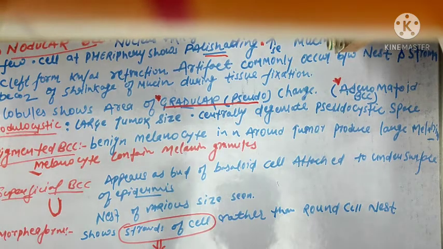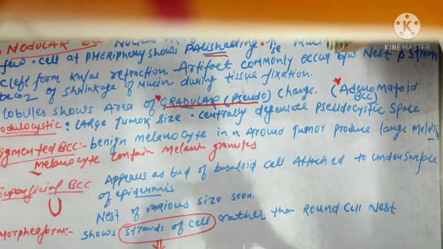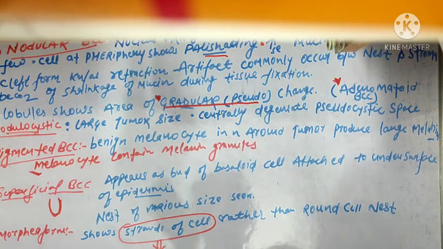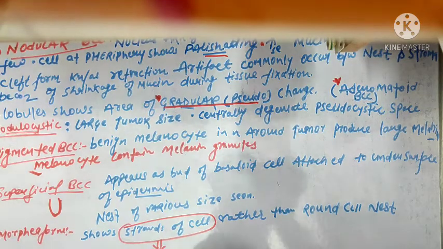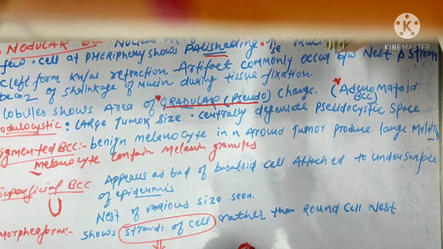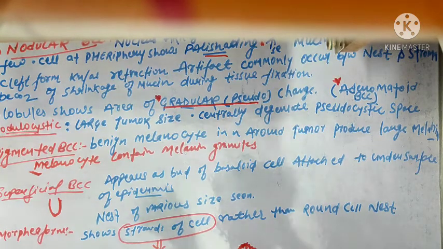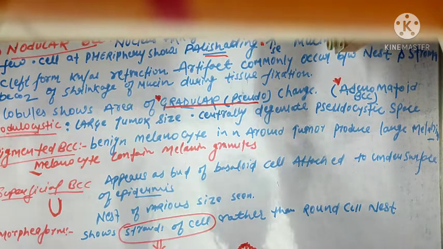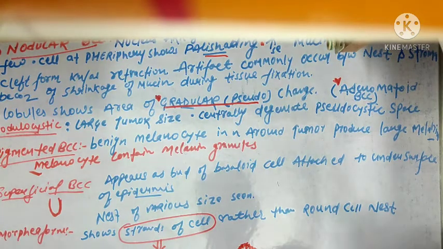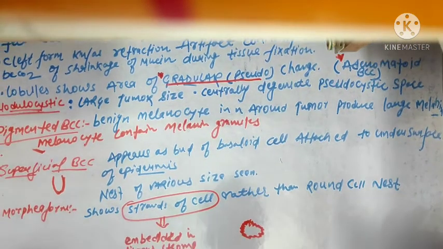The nests are of various sizes. The cells are arranged in different sizes. Think of this as the nest. In some there will be a small nest, in some there will be a large nest. This is seen in the superficial basal cell carcinoma.